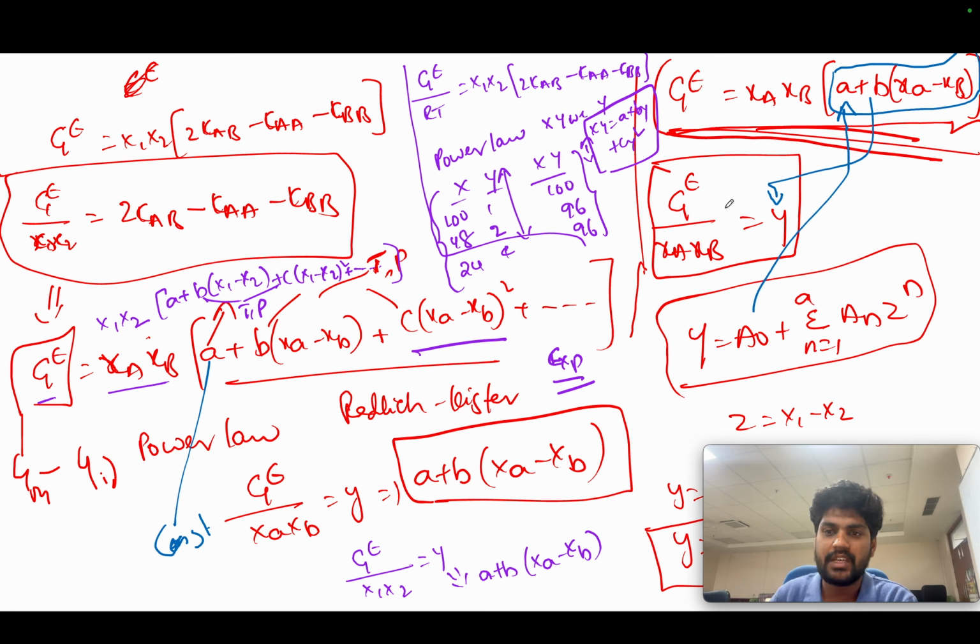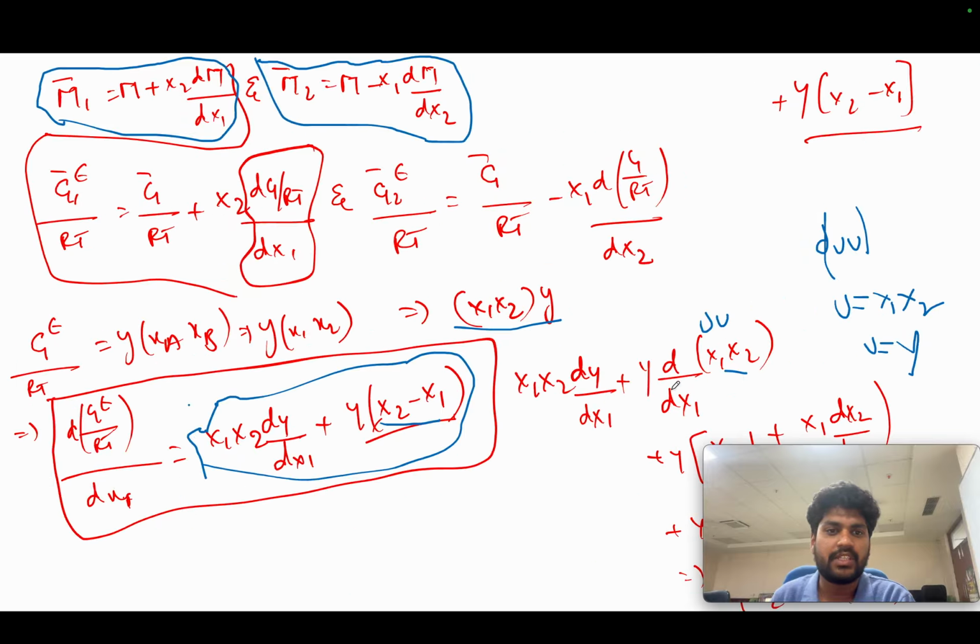Once they got this equation, they made it in this form, and now they made y a new name, a naught plus sigma of n equal to 1 to n of an zn. If you assume that n equal to 0, then y equal to a naught, and if n equal to 1, then y equals a naught plus a1 into z. Z is nothing but x1 minus x2. So I think this is clear.